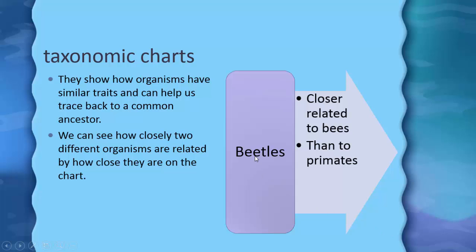So we're going to have a question here. We have beetles, and are they more closely related to bees or to primates? So think about the characteristics of bees, think of the characteristics of primates, and see which ones you think, before we look at the table, are closely related to beetles.